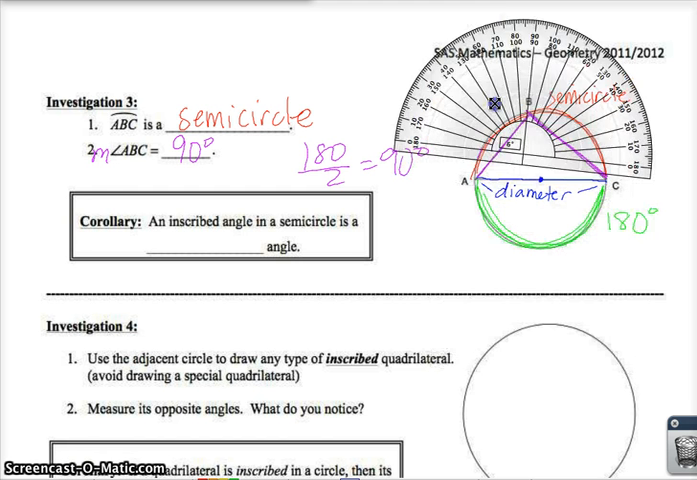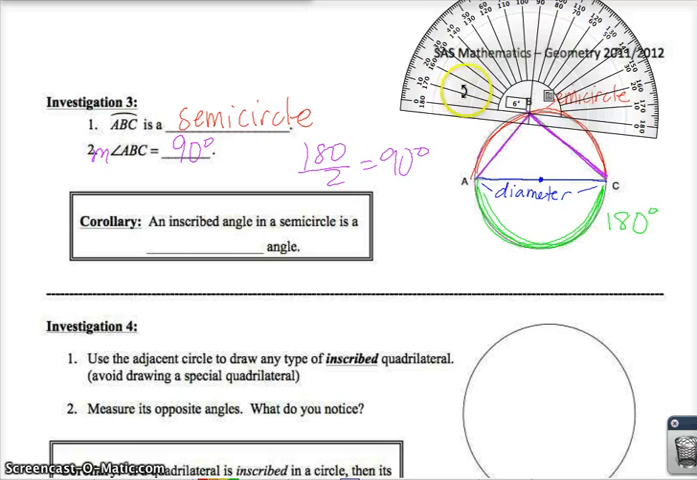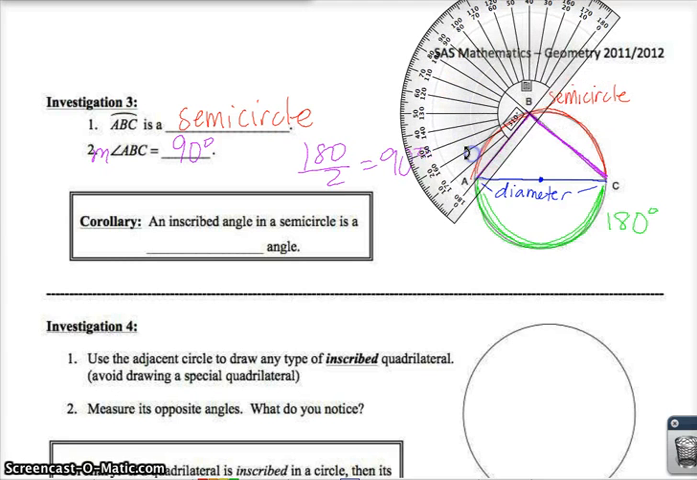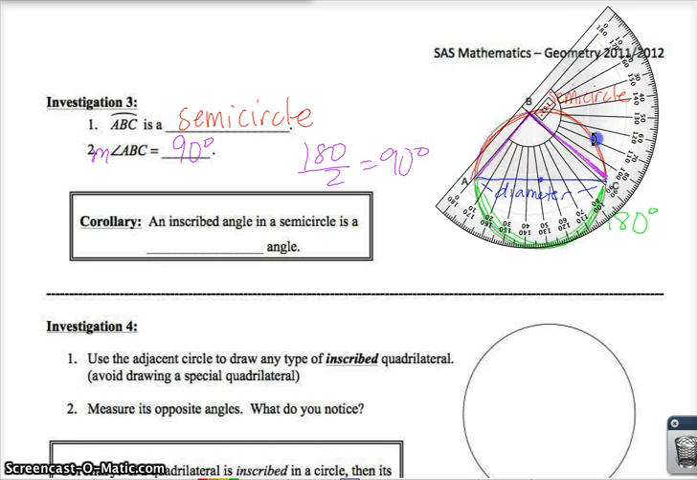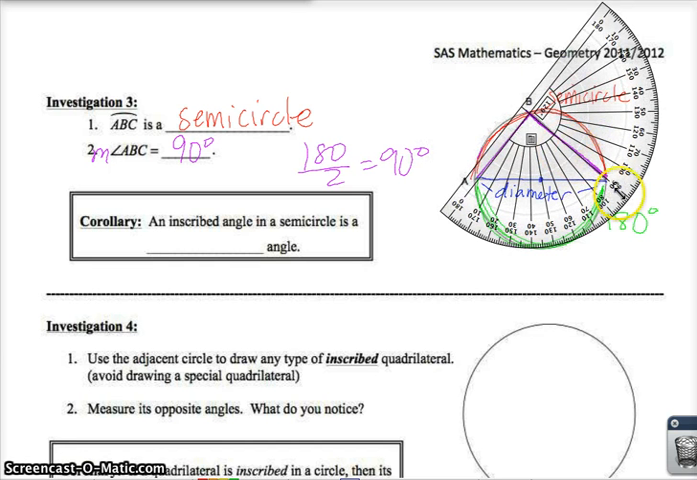If you're not sure, you can take your protractor and check it out. Oops, I need to rotate it the other way. And there we see it comes out to 90 degrees, so that is correct. In inscribed angles, let's complete the corollary. An inscribed angle in a semicircle is a what angle? Is a right angle, an angle that is 90 degrees.